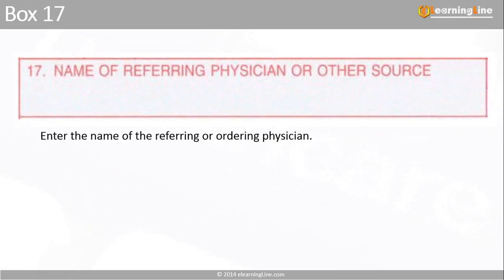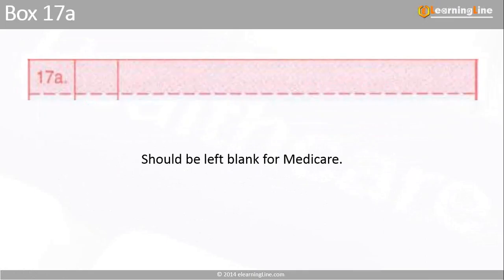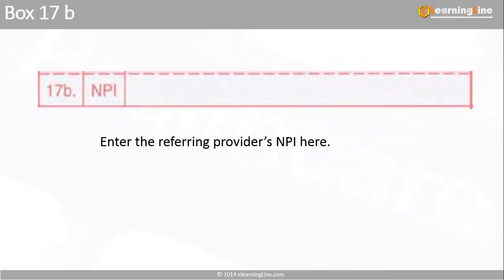Then the referring physician or other source. So if you are being referred to a specialist, when the specialist submits this claim, he needs to fill out this number 17 because you were referred by a physician. If not referred, this should be left blank. Then 17b is the NPI, which is the National Provider Identifier; enter the provider's NPI here.